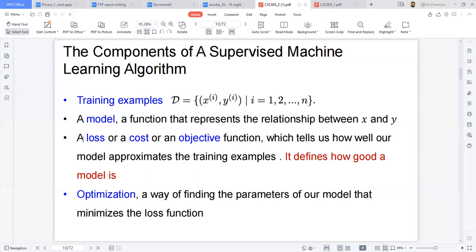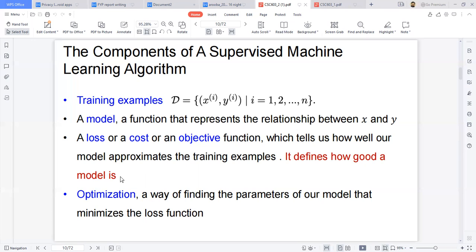Okay, next one is a loss or a cost or an objective function. So all are the same meaning. You can call it loss function, cost function, or objective function, which tells us how well our model approximates the training example. It will tell us how good a model is. Like mean square error or any objective function you can use, and then you can find the difference between the actual value and your predicted value.